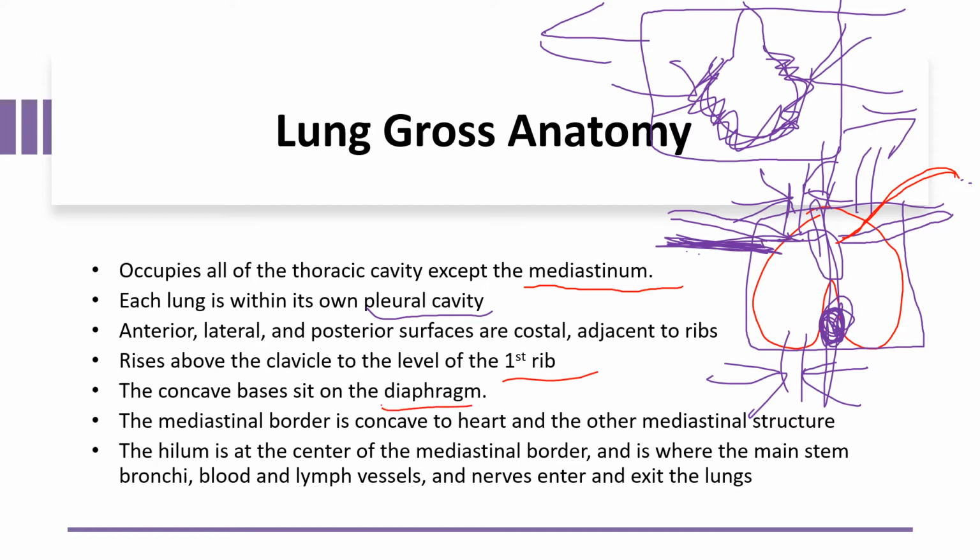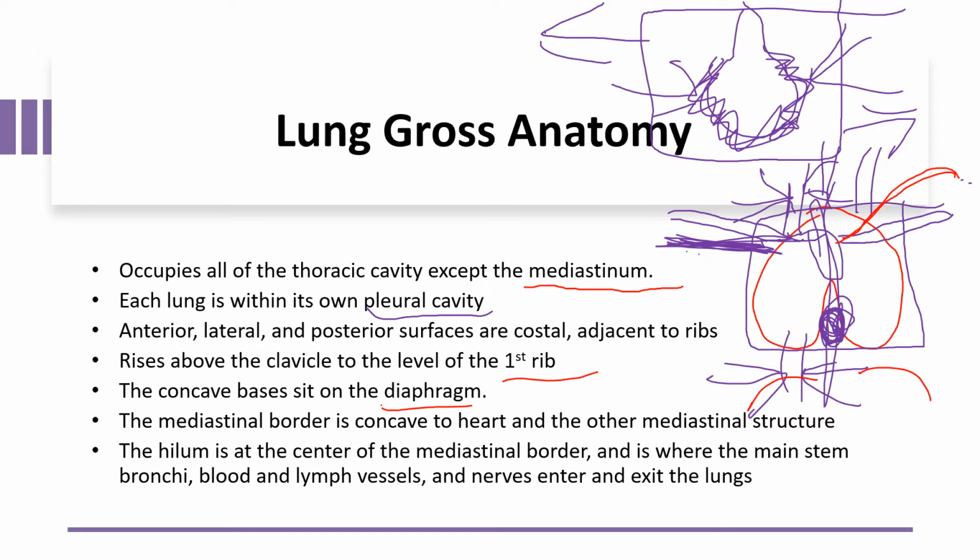The concave base of the lung sits on the diaphragm, right? The diaphragm is this muscle that's down here. Remember, the diaphragm is not a continuous muscle. That would be a very bad situation, because if it was continuous, you wouldn't have a thing like the esophagus, or the descending aorta, or the inferior vena cava. None of that would be able to go through your thoracic cage if it was one continuous muscle.